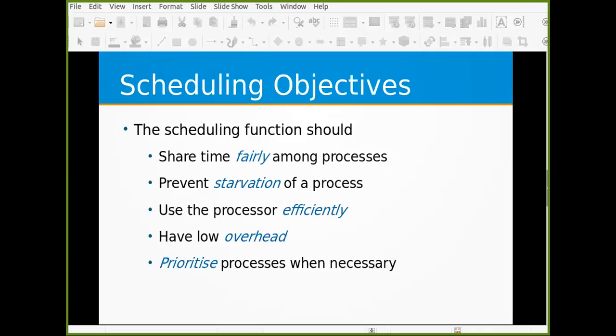Are you getting up to this point? Yes. Good.